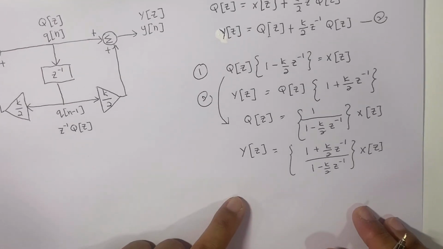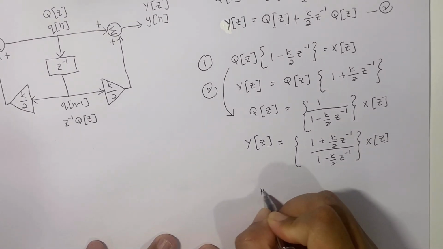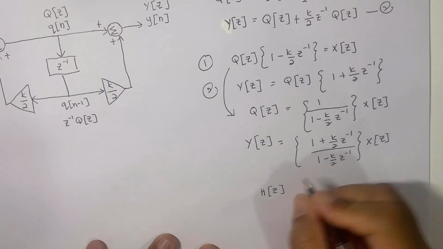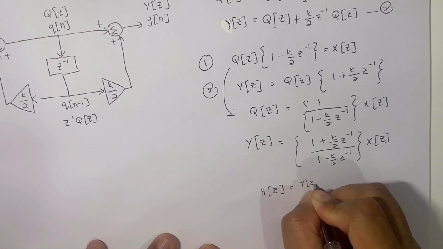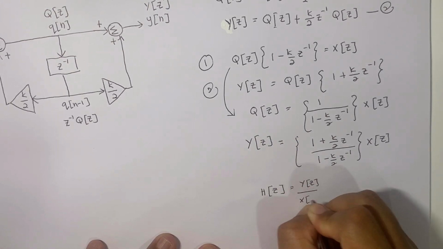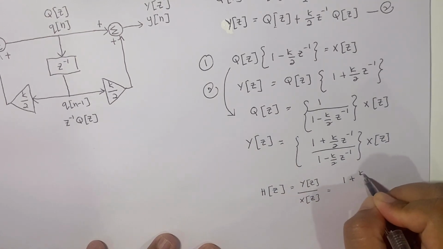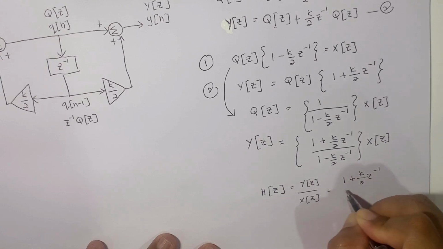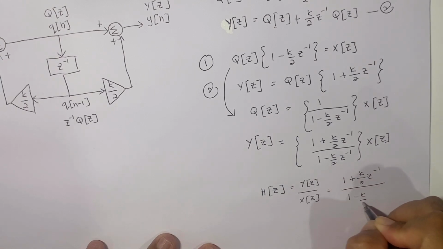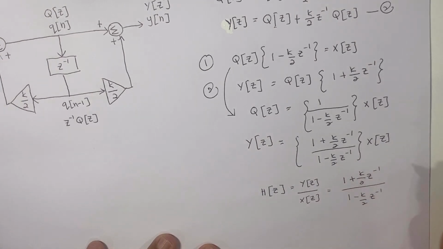So you can find the transfer function H(z) equal to output over input, equal to 1 plus k over 2 z to the power of negative 1, over 1 minus k over 2 z to the power of negative 1. Okay, this is your answer.